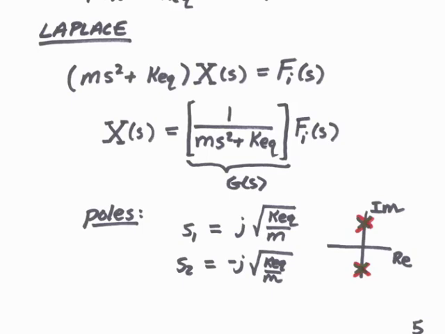Of course, the poles of this system are on the imaginary axis and they're complex conjugates, and they're given by S1 equals j times the square root of k equivalent over m, and S2 equals minus j times the square root of k equivalent over m.